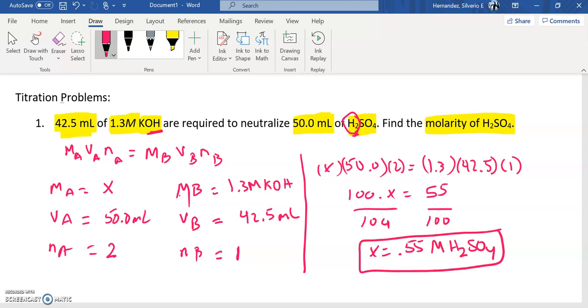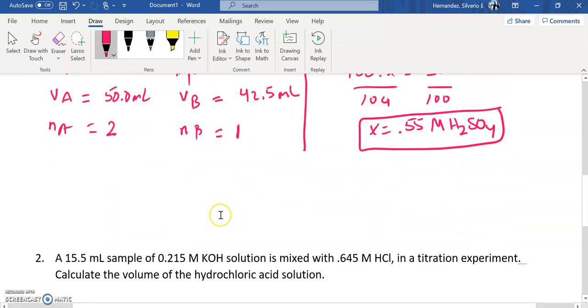So here, from the standard solution of the base, we added this much volume of the base, had that concentration into that volume of the acid, and I used that to determine its molarity at 0.55 moles per liter for the acid. So that's problem number 1.